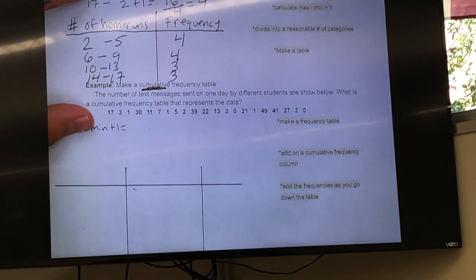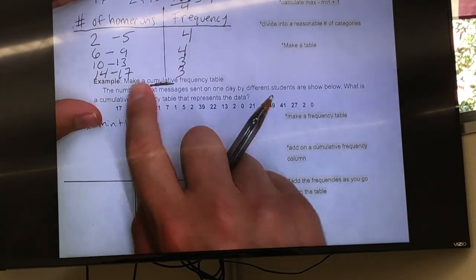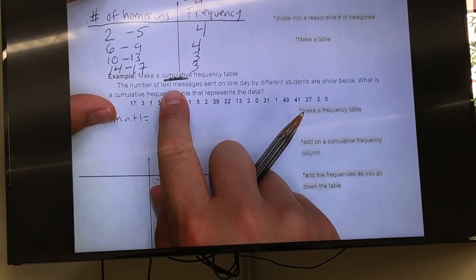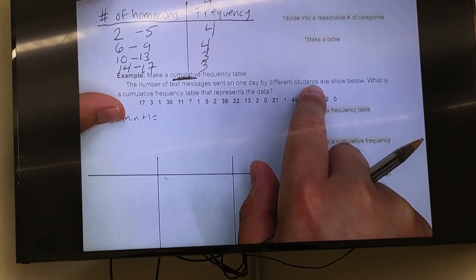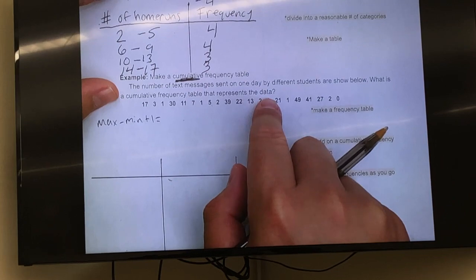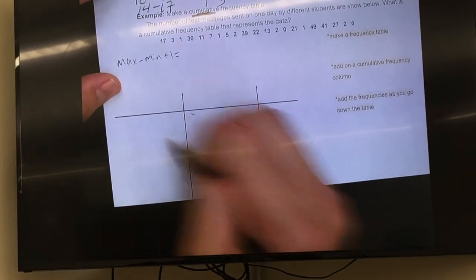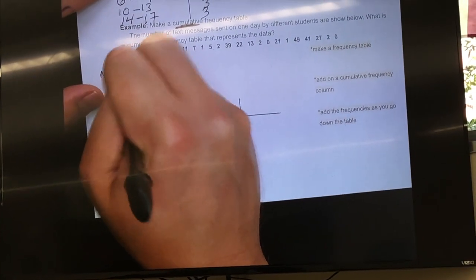All right. Okay, so the next example, the only difference is it has the word cumulative, okay? So we're going to have an extra category in the table. So our example is the number of text messages sent on one day by different students are shown below. What is a cumulative frequency table that represents the data? So our headings will be the number of texts.